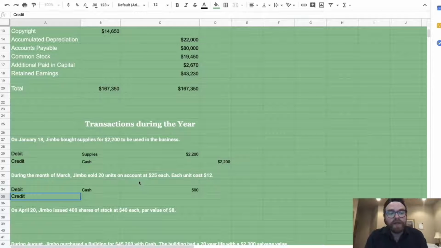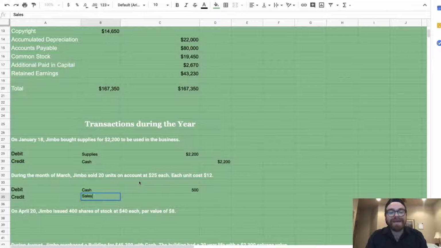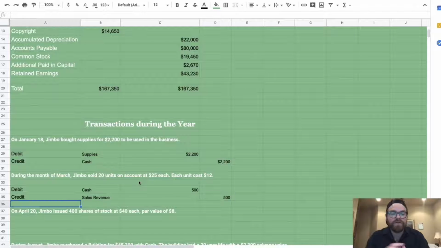Now, what do we credit here? Because with journal entries, I'm not sure if I explained it, but debits must always equal credits. They must always balance. So we're going to credit here something called sales revenue, because he sold something. If you sell something, you're going to record a revenue. Sales revenue is considered part of equity. If you remember earlier on in the video, we talked about equity. Well, when it increases, you're going to credit it. So it's also 500 there.